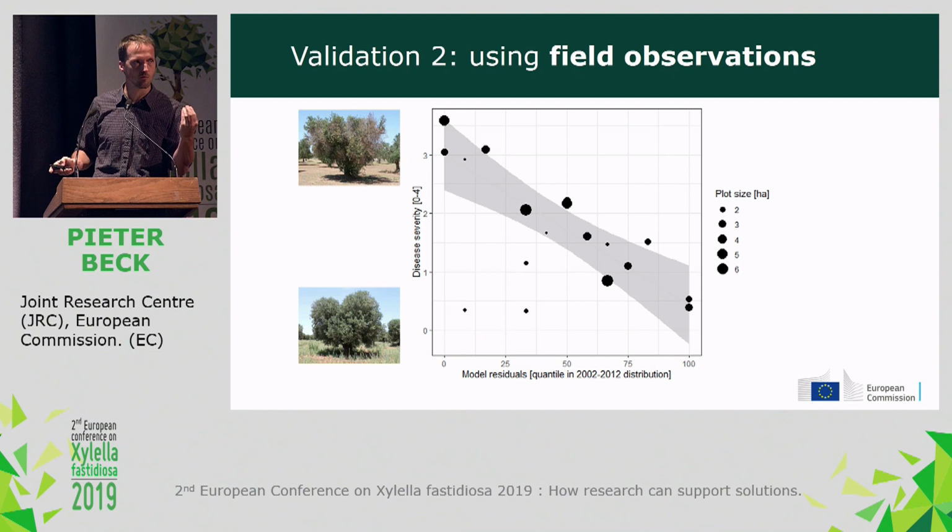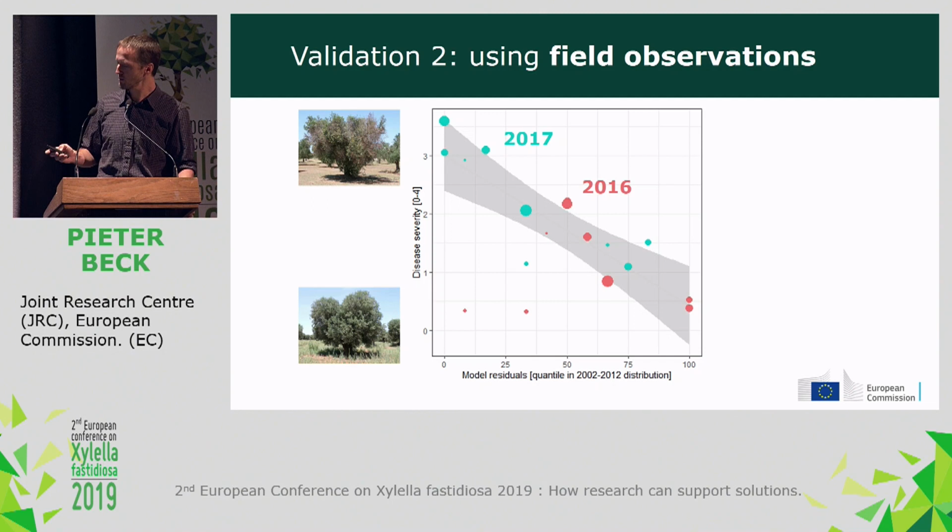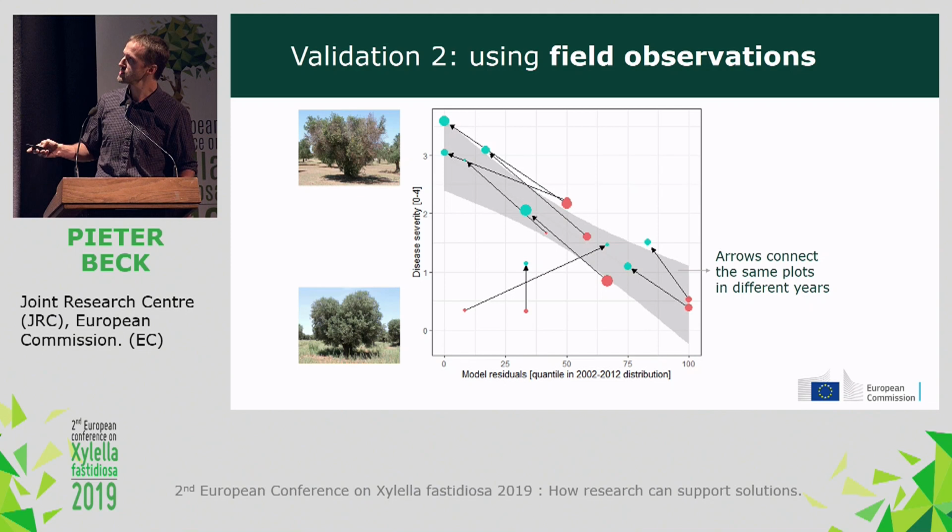Actually, I'm not presenting these data well, because these are 9 plots measured over 2 different years. So here we color them by year. And we see also that the condition was worse in 2017 than in 2016. And also that our method picks up pretty well. And actually, if we then connect the same plot when it was measured in 2 years, you see that even at the plot level, we're picking up the progression and the worsening of symptoms with our method.